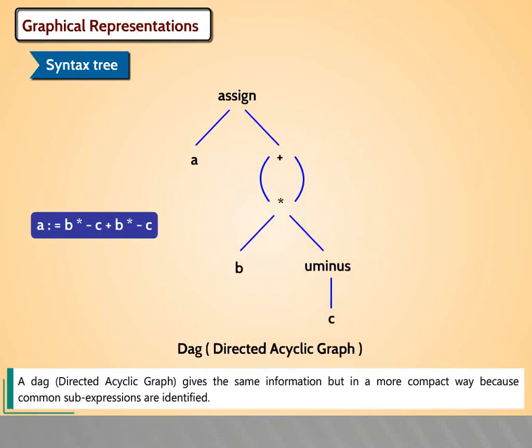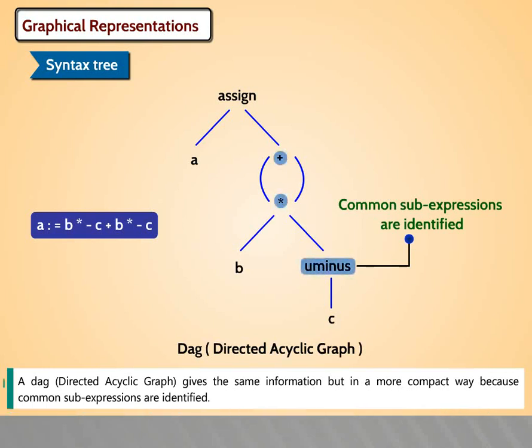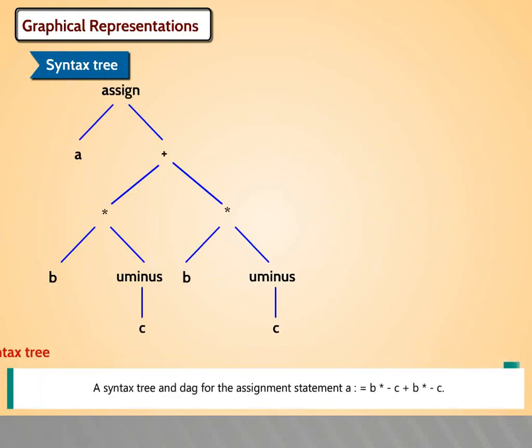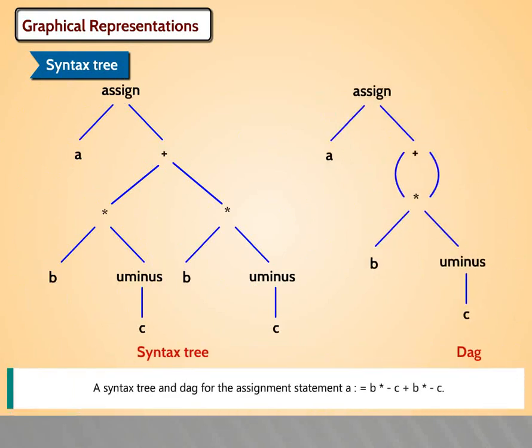A DAG, that is directed acyclic graph, gives the same information but in a more compact way because common sub-expressions are identified. A syntax tree and a DAG for the assignment statement A = B * -C + B * -C are as follows.